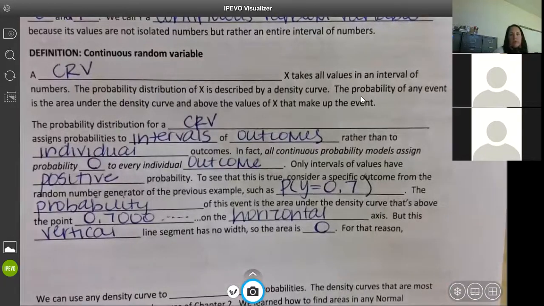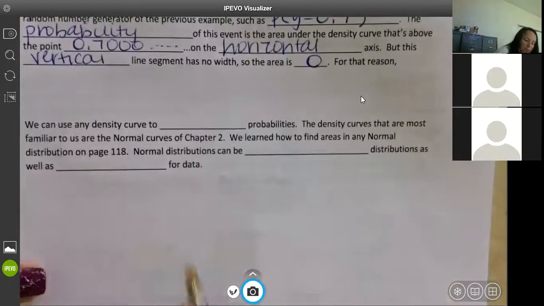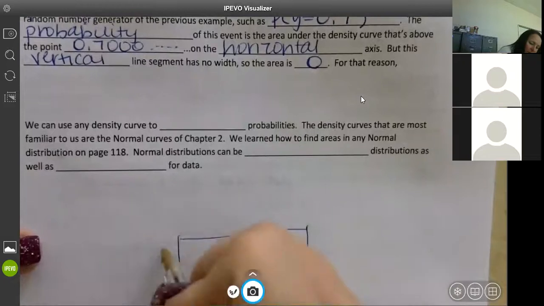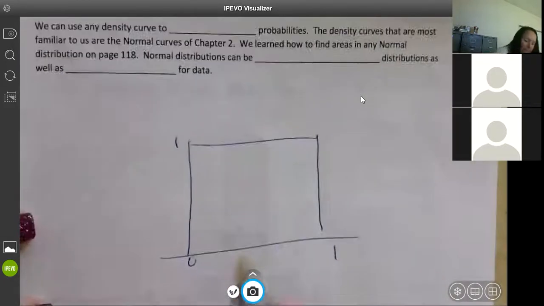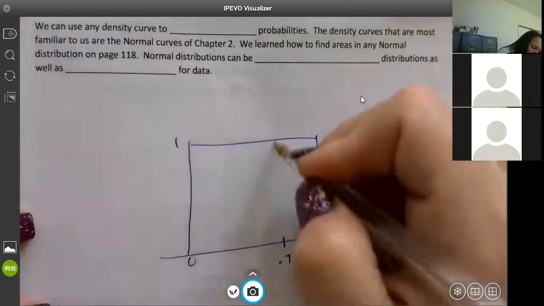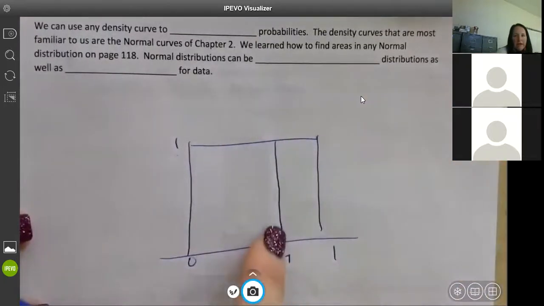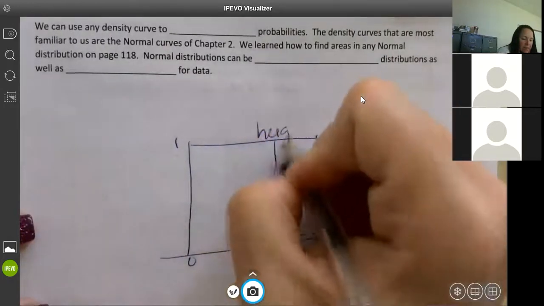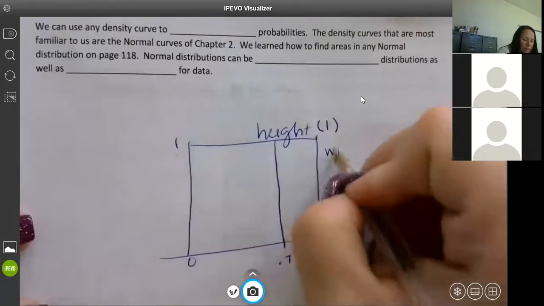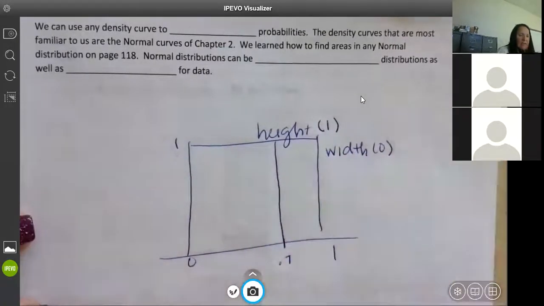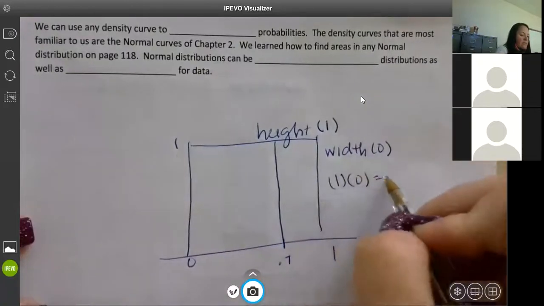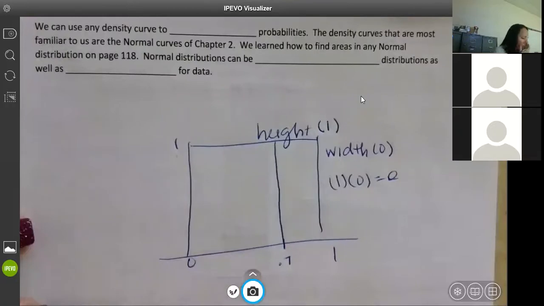I know that sounds confusing, but it's really not if you think about it. I'm going to slide this up so you can see a picture real fast. We had our density curve just a minute ago, and it's 0 to 1, and its height is 1. If we're talking about 0.7, and we're trying to find the area of that line, we have a height, but we don't have a width. We have a height of 1, but this line has no width because it doesn't go from 0.7 to 0.8. It's just 0.7. So that's what causes it to be 1 times 0 is 0. I just wanted to explain that a little bit more because it might be a little bit confusing.